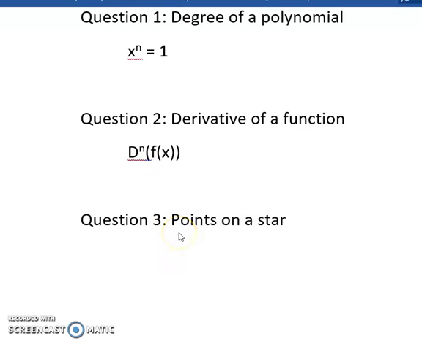Now, the idea of points on a star is pretty straightforward. You can have 4 points make a cross, 5 points make the common star, 6 points make the hexagram, and so on. But what would it mean to have a fractional number of points on a star? And what would it mean to move between these things?